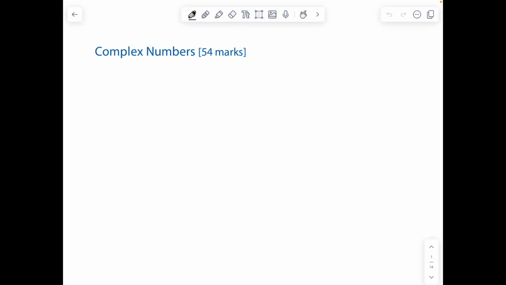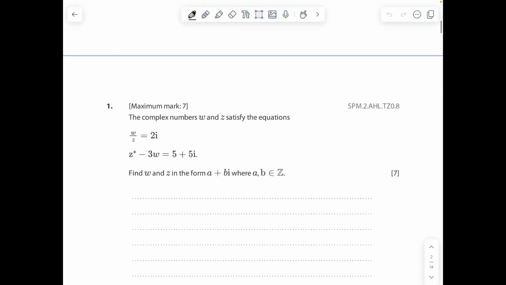So welcome. This is a test based upon complex numbers, 54 marks questions. These are all taken from the past papers of IBDP. So let's solve it out.